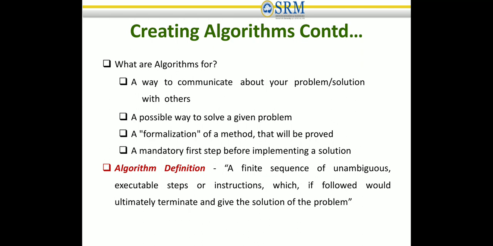The definition given for an algorithm is a finite sequence of unambiguous executable steps or instructions which, if followed, would ultimately terminate and give the solution of the problem. At this juncture, I recommend reading the book Introduction to Algorithms by Cormen. This is one of the fantastic books available in the market to know about algorithms.